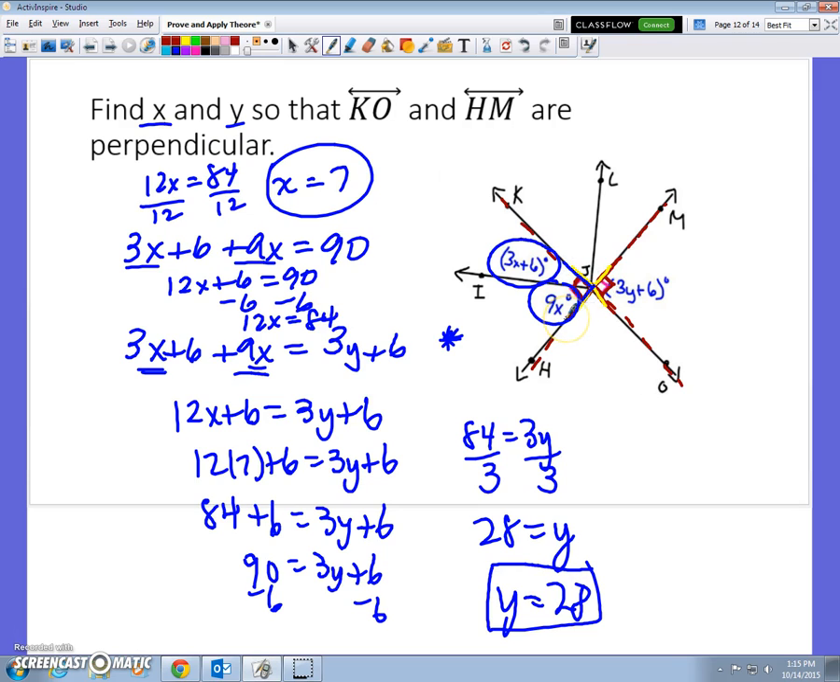We knew this had to be 90 right there, and we knew the sum of those had to be 90, and we also knew 3y plus 6 equals 90. Now, we could have done it the other way. We could have said, well, 3y plus 6 equals 90. We can go ahead and solve for y first and then plug it in for x. That would have been fine too. There's different approaches. You could do whichever way you prefer, as long as you know that vertical angles are congruent.